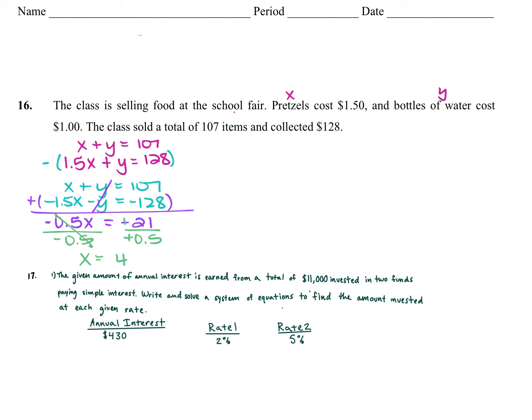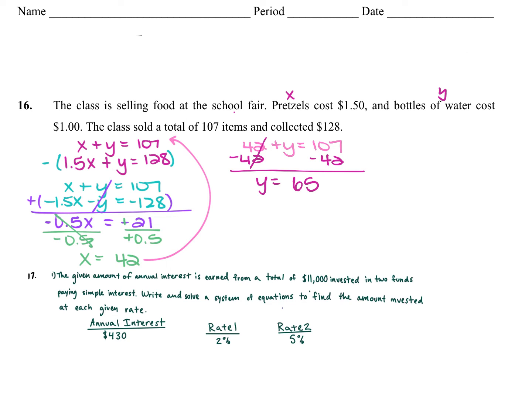So x is 42. If x is 42 and you still need to solve for y, I'd plug that into the top equation and solve for y. So that's going to give us 42 plus y is equal to 107. Move your 42 over, subtract it from each side. This gives you that y is equal to 65. So that means that we sold 42 pretzels.